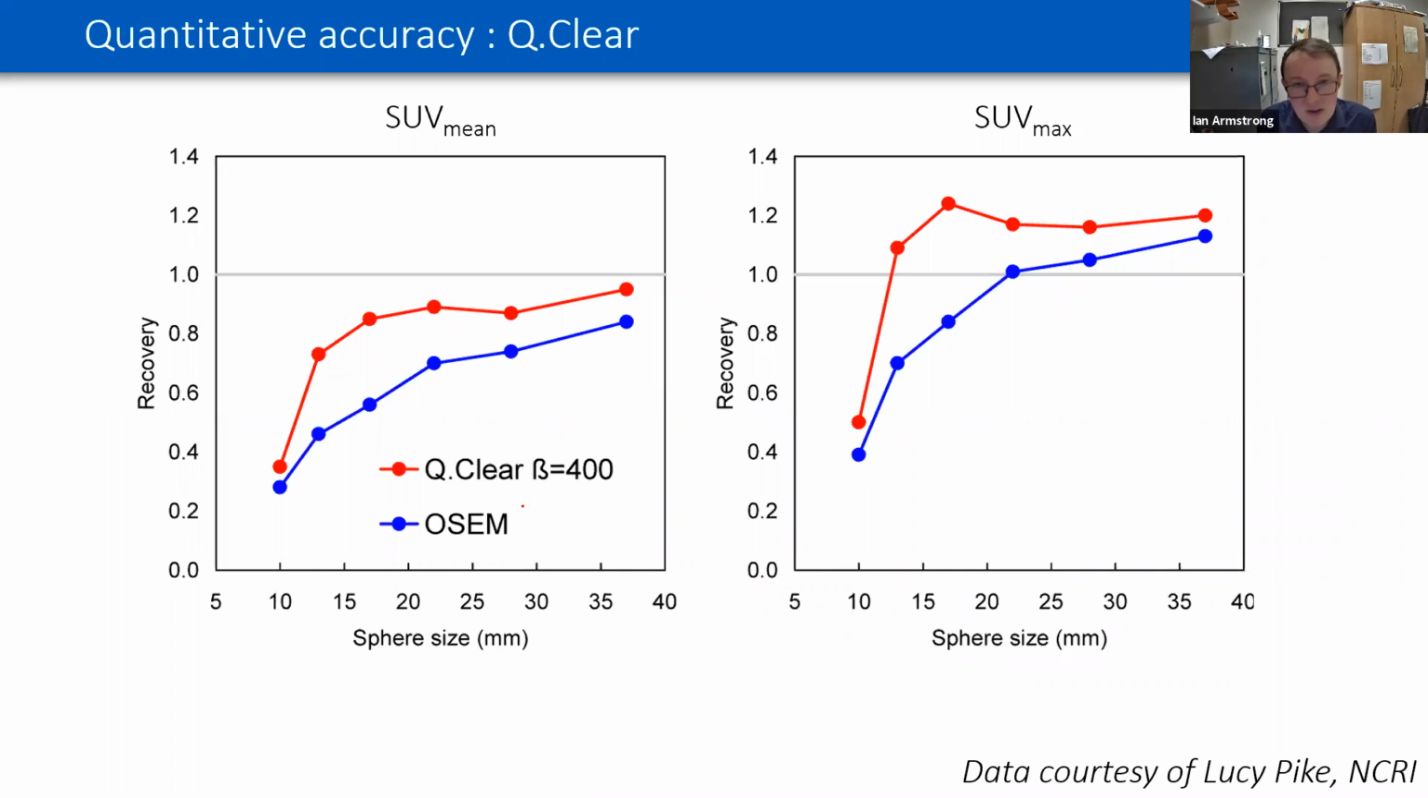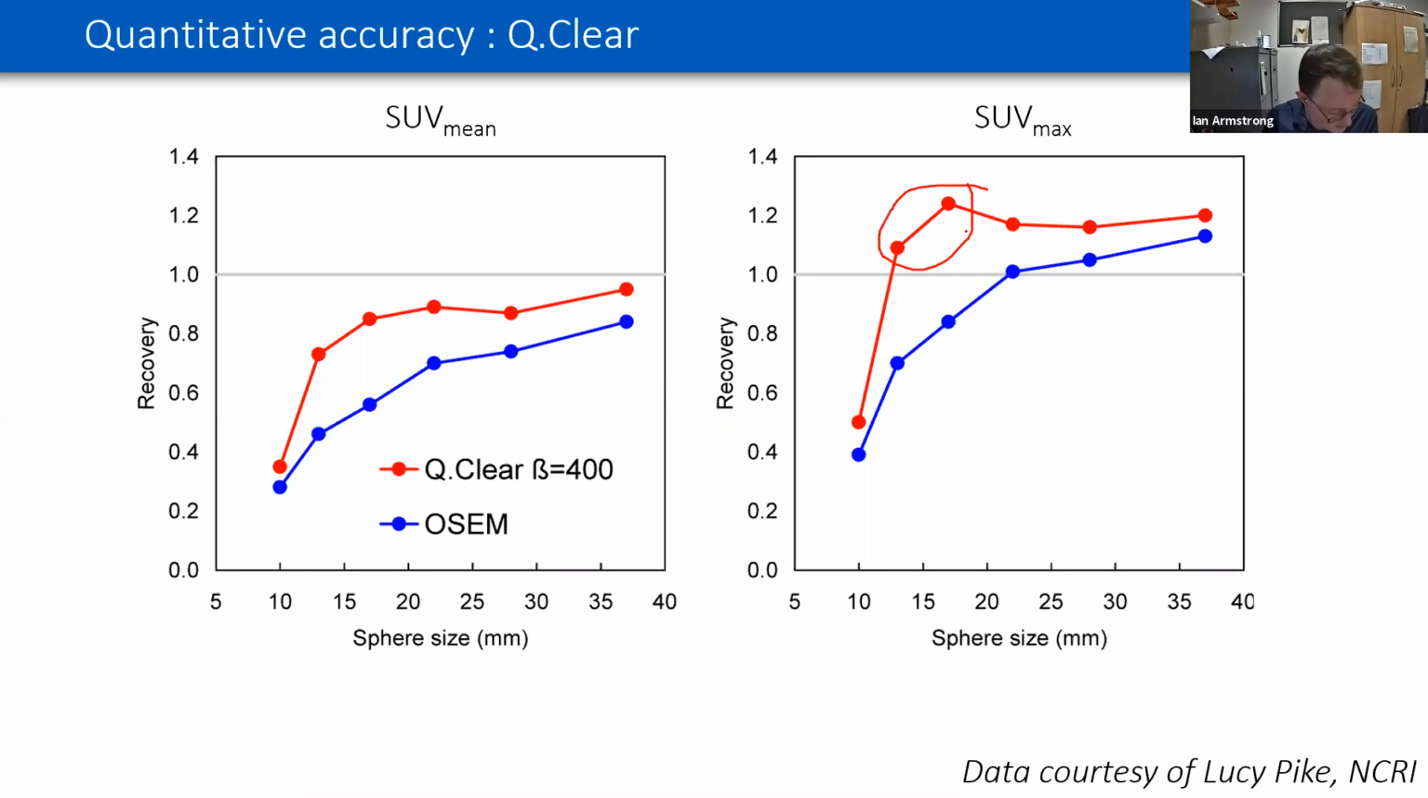So that was Siemens data. What we've also got now is some GE data. This again was on a PMT scanner. Some data from Lucy Pike, and you can see here on the SUVmax again we've got this bump on these specific sphere sizes.